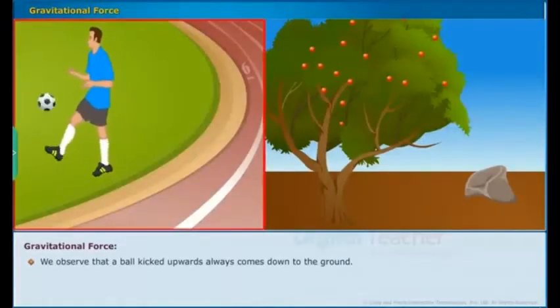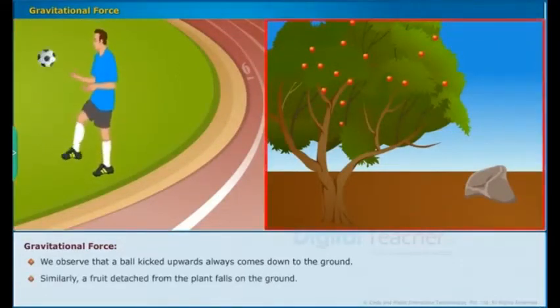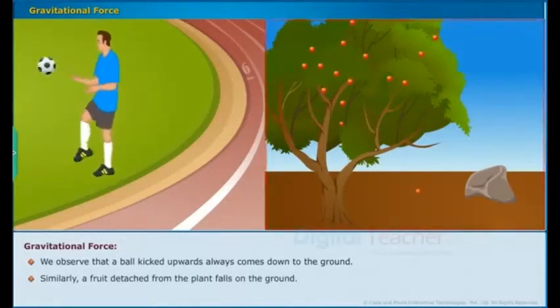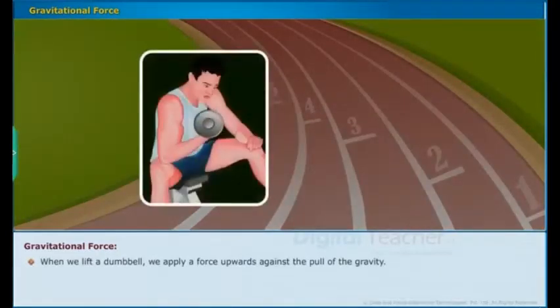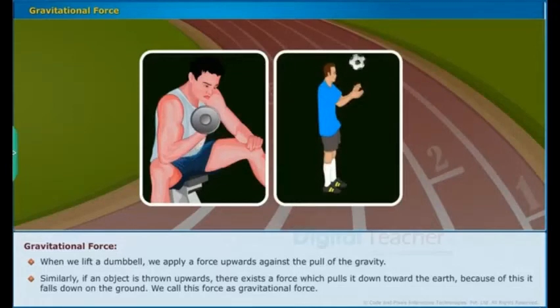Let us observe gravitational force. We observe that a ball kicked upwards always comes down to the ground. A fruit detached from the plant falls on the ground. This is because earth pulls them downwards. This pull of the earth is due to a force called gravity. When we lift a dumbbell, we apply a force upwards against the pull of gravity. Similarly, if an object is thrown upwards, there exists a force which pulls it down towards the earth. Because of this, it falls down on the ground. We call this force gravitational force.